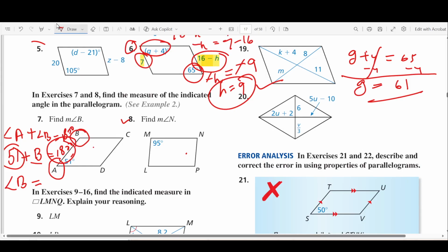95 and then it should add up to 180. So 180 minus 95. So it's 85. Very good. So angle N is 85. Can you tell me angle P now? How much is angle P?